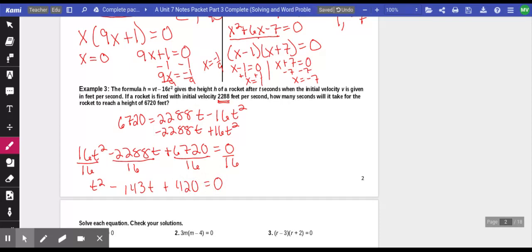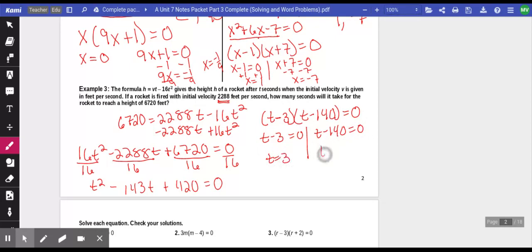Now my numbers are significantly smaller, so now I want to factor. I'm looking for numbers that multiply to be 420 and add to be negative 143, and that is 3 and 140. So that factored is t minus 3 times t minus 140 equals 0. Then I set each one equal to 0. T minus 3 equals 0, t minus 140 equals 0. So t equals 3 seconds or t equals 140 seconds.